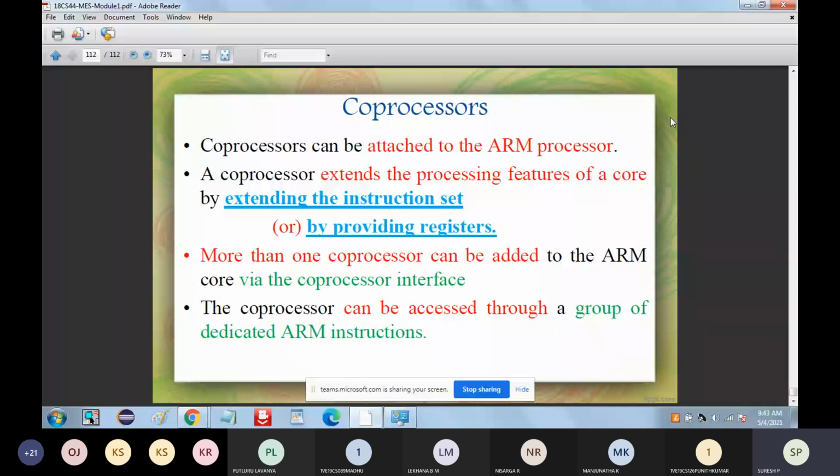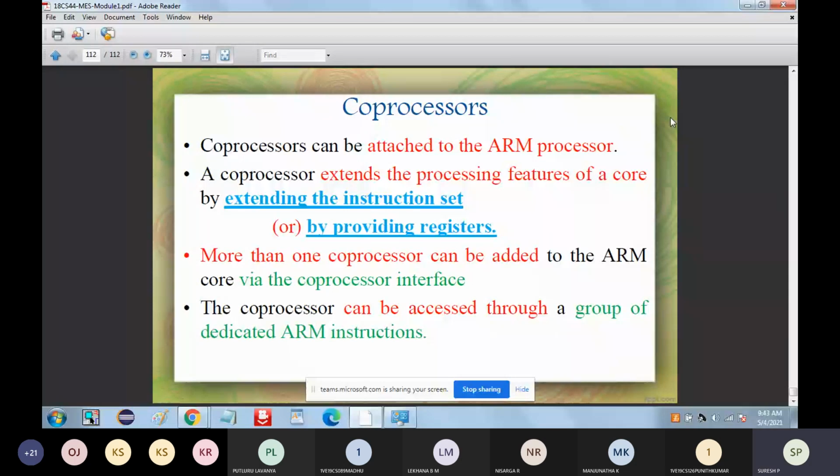Okay, take coprocessor 15 as one of the examples. The ARM processor uses coprocessor 15 registers to control the cache, tightly coupled memory and memory management. Okay, so your coprocessor can also extend the instruction set by providing a special group of new instructions.